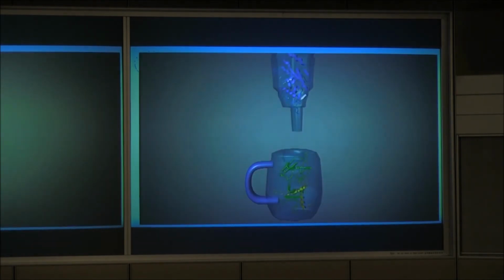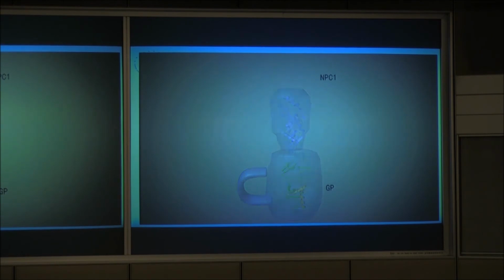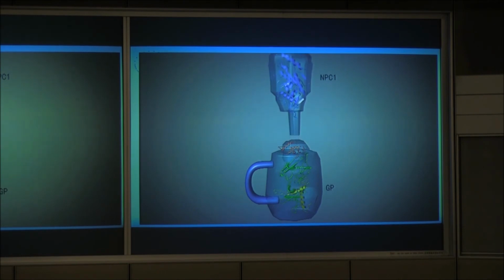And also, you look at the NPC1, the highly hydrophobic loop, it will interact with the GP. You can imagine, if you have a small molecule here, it wouldn't bind. So this is how structural biology can lead to some design of the inhibitors.